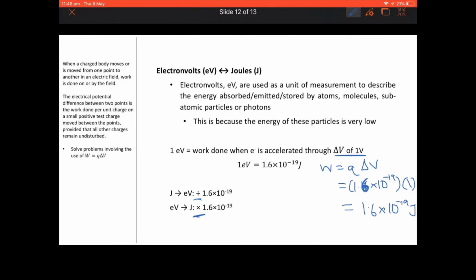So if you're going from joules to electron volts, you're going to have more electron volts than you are joules, so dividing by this tiny number is going to give you a bigger number. Conversely, if you're going from electron volts to joules, you're going to have less joules, so multiplying by this tiny number will give you less as a result.